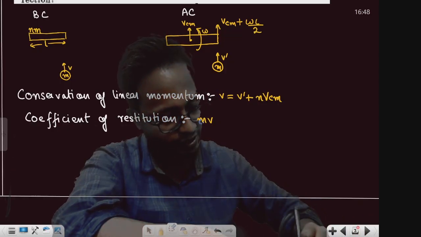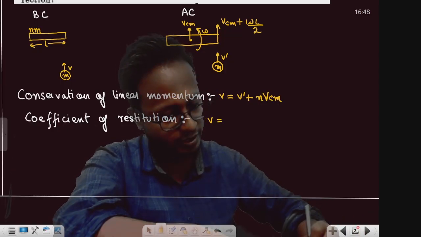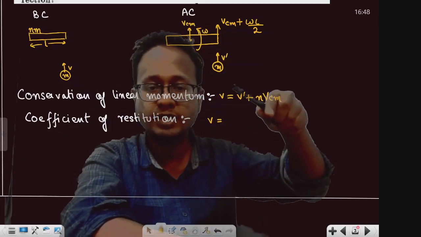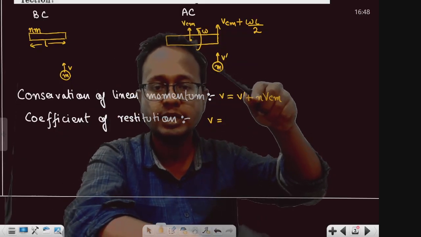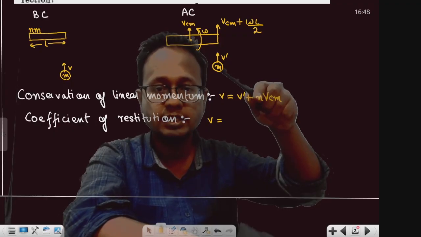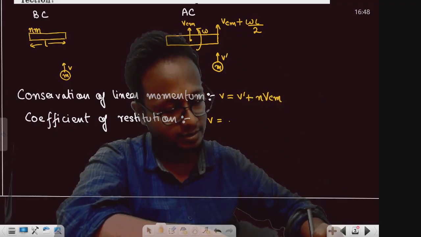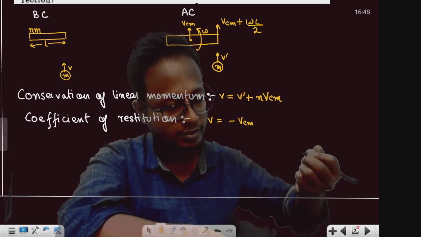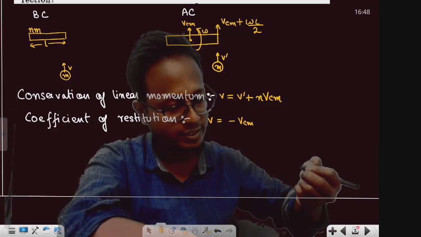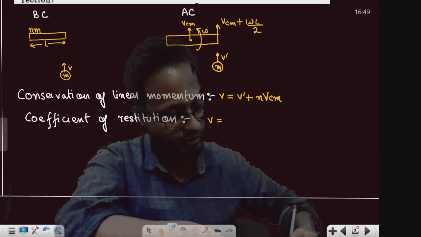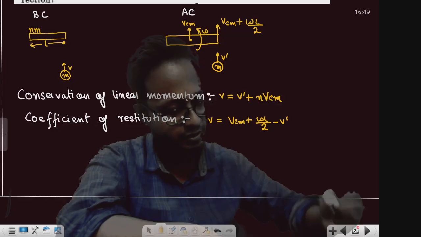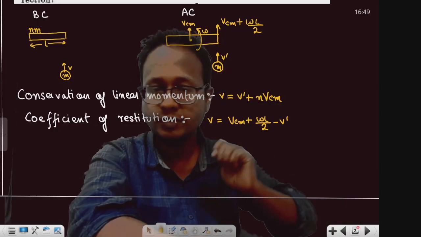So coefficient of restitution is nothing but velocity of approach is equal to velocity of separation. Now if I take my first frame of reference out here, I have to take my frame of reference now of velocity of separation out here. So if I take my frame of reference out here, it is nothing but VCM plus omega L by 2 minus V dash. So this is my coefficient of restitution.